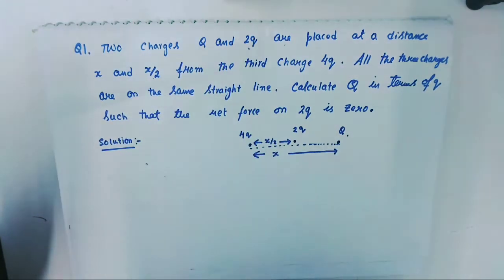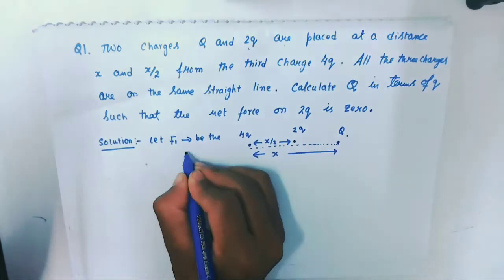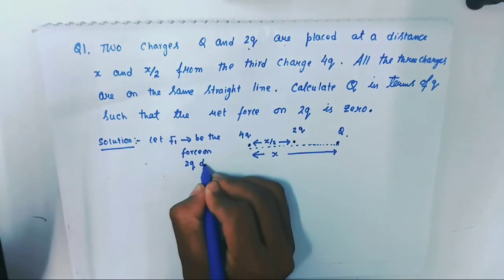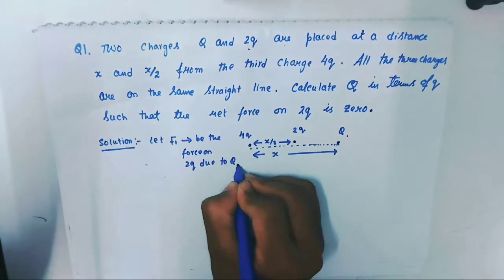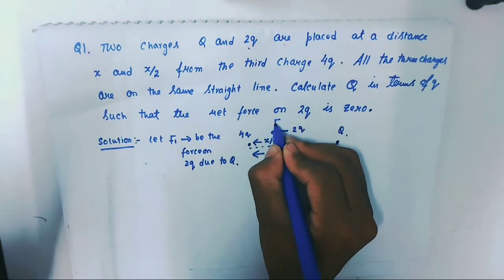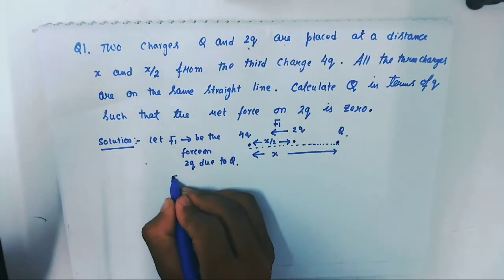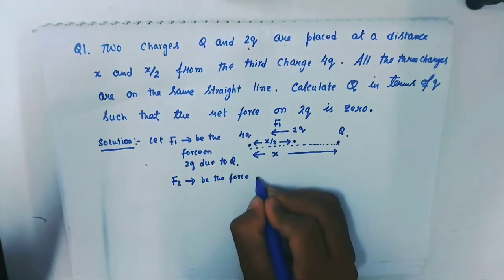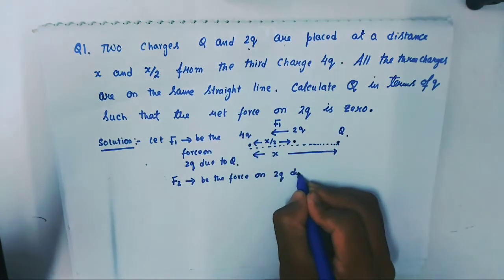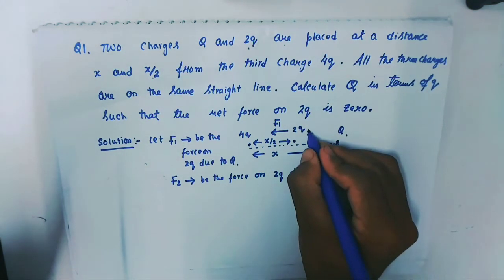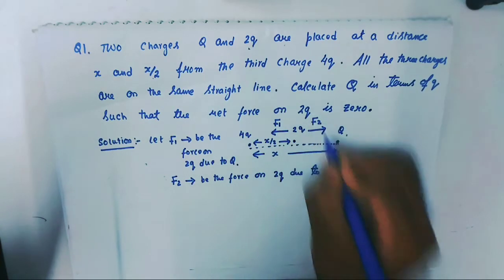Now, solution: let F1 be the force on 2Q due to capital Q. Say F1 is in this direction, and let F2 be the force on 2Q due to 4Q. The force, say it is in this direction.